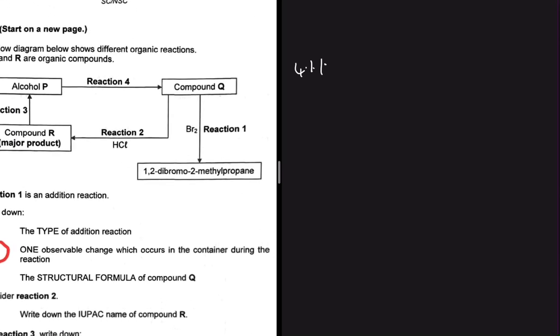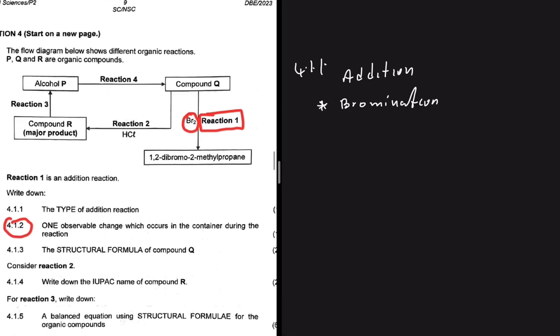So let's go ahead and do some analysis. We have reaction 1 here, and we are adding Br2, right? So we know that it is an addition reaction, but what is the name of that addition reaction? Because you are adding Br2, the name of that addition reaction will be bromination. So our answer for 4.1.1 should be bromination. If we were adding 2 hydrogens, then the answer would be hydrogenation, but here we're adding bromine, so it is bromination.